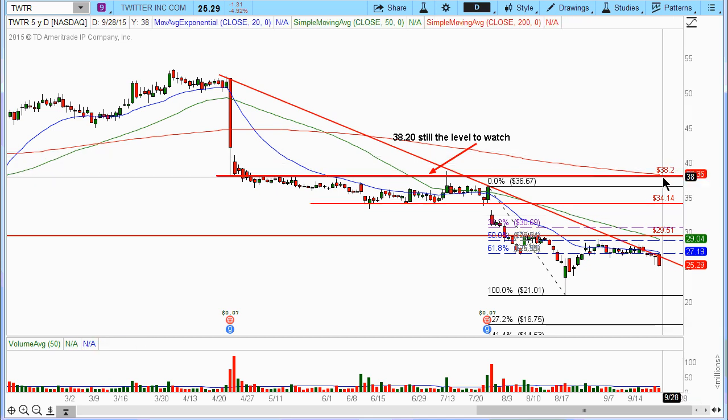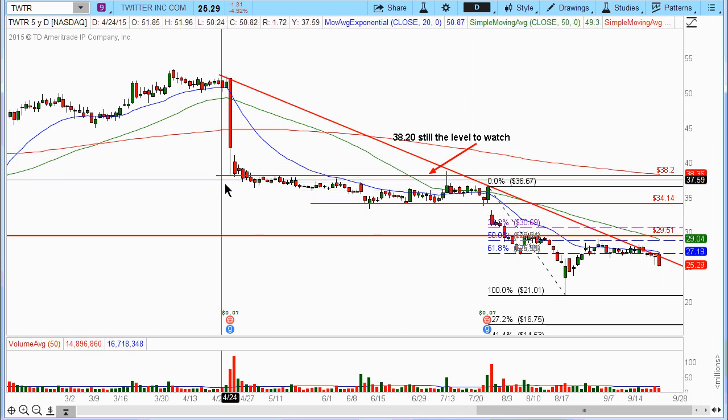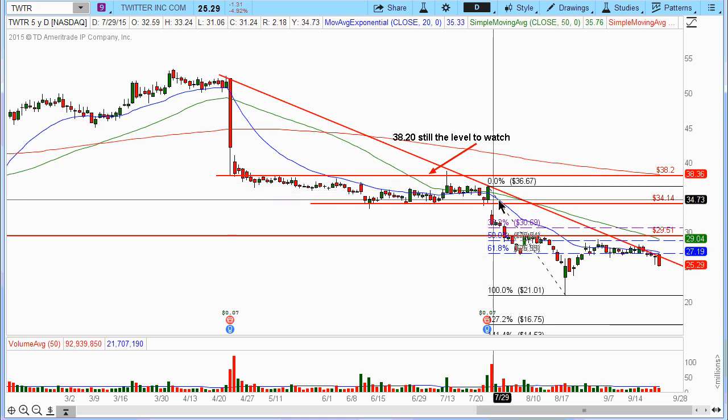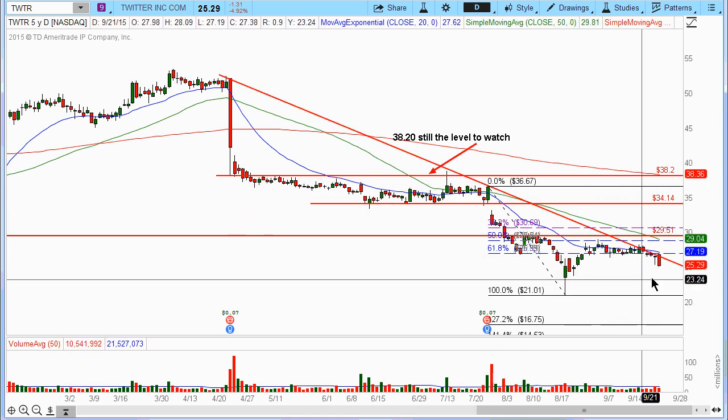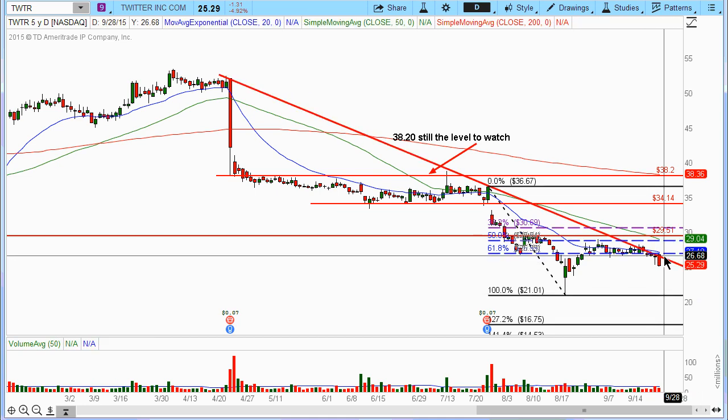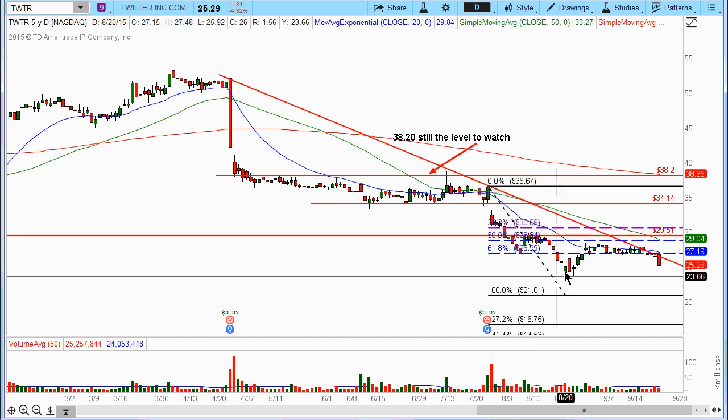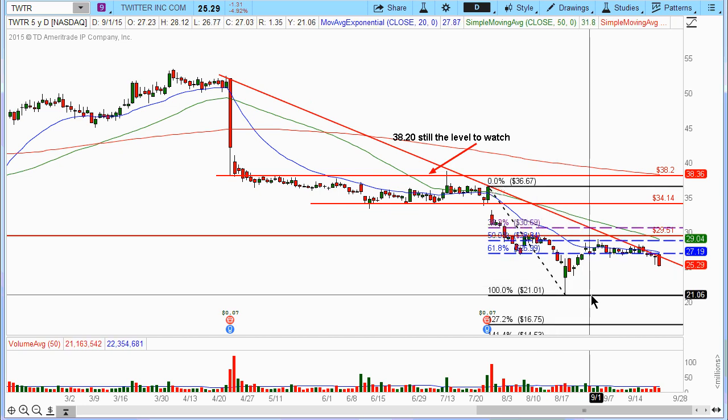I think that's going to be a big resistance level there, because you can see there's a lot of people who got trapped between this 34 and 38. So that's going to be a key level to watch. But if it can't hold this trend line, or can't get back above this trend line, we could see it come back down and retest this 21.